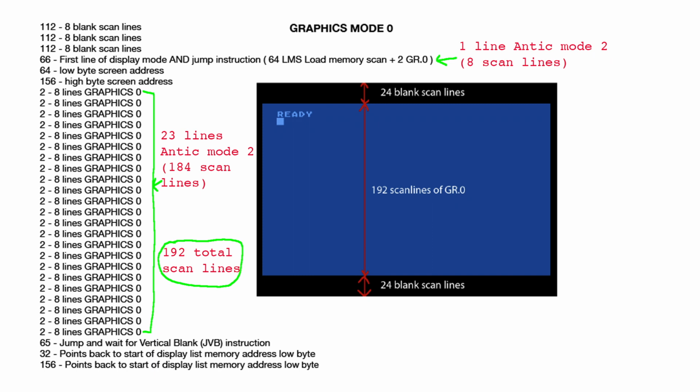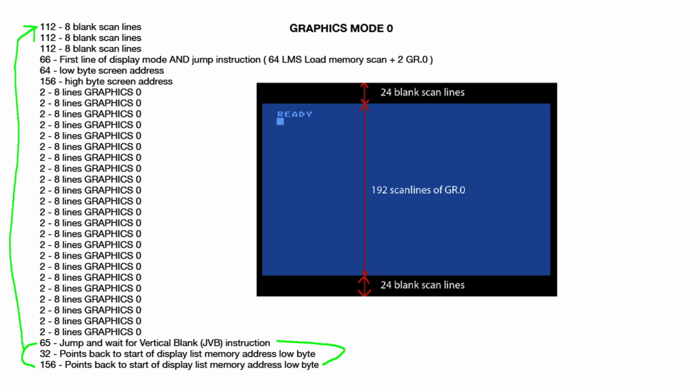Now if you take the first line of Antic Mode 2 that we specified in the 66, which was 64 plus 2, you add the remaining 23 lines, you end up with 192 scan lines comprising Graphics Mode 0. And this is how Graphics Mode 0 is built in the display list to equal out exactly 192 scan lines as per spec.